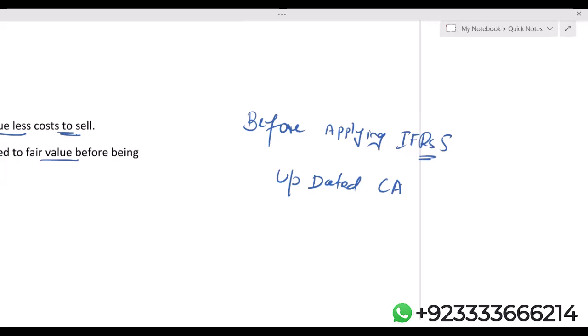If there's a revaluation surplus, I have to recognize the revaluation surplus as well under the IAS 16 revaluation model. Then this updated carrying amount will be compared with fair value minus cost to sell. Then obviously whichever is lower, that is, the updated carrying amount or fair value minus cost to sell.